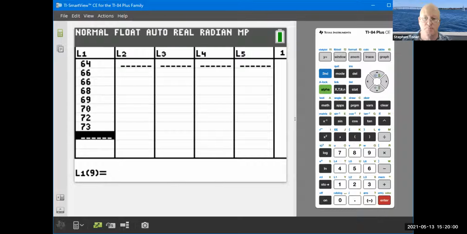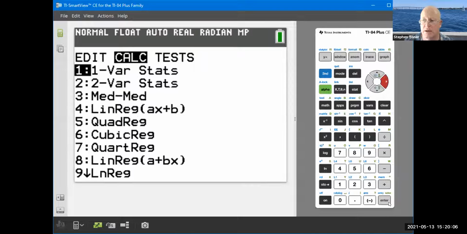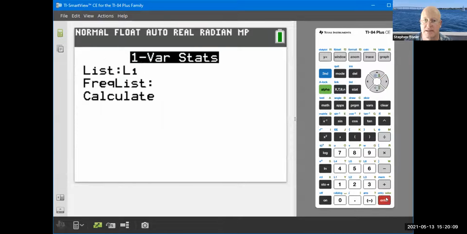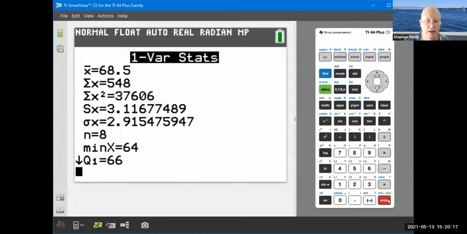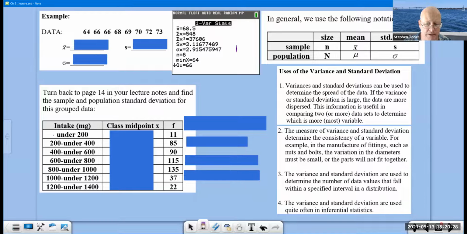After you do that, again, we hit our stat button, we go over to calculate, we hit one variable statistics, our data is in list 1, we scroll down to calculate, we hit enter, and out come all these numbers. So I'm going to quit out of here for a moment, and I'm going to go back to my blue screen. And I've already got those data values listed up here on the top of my screen.